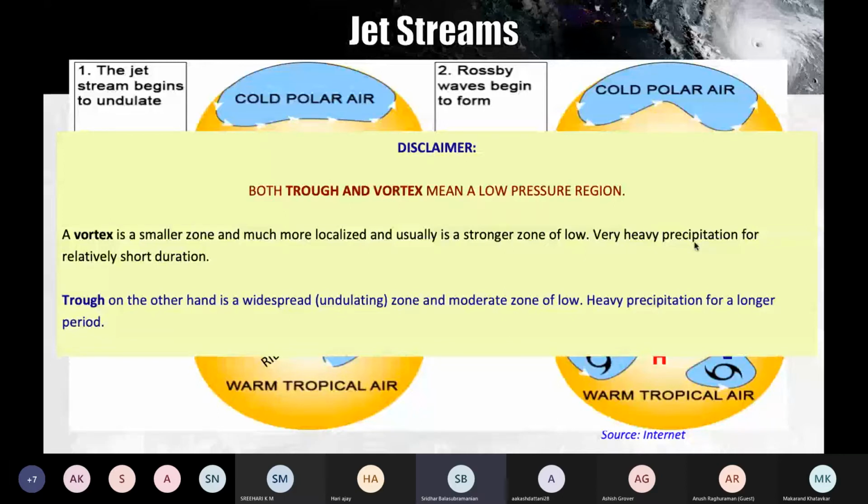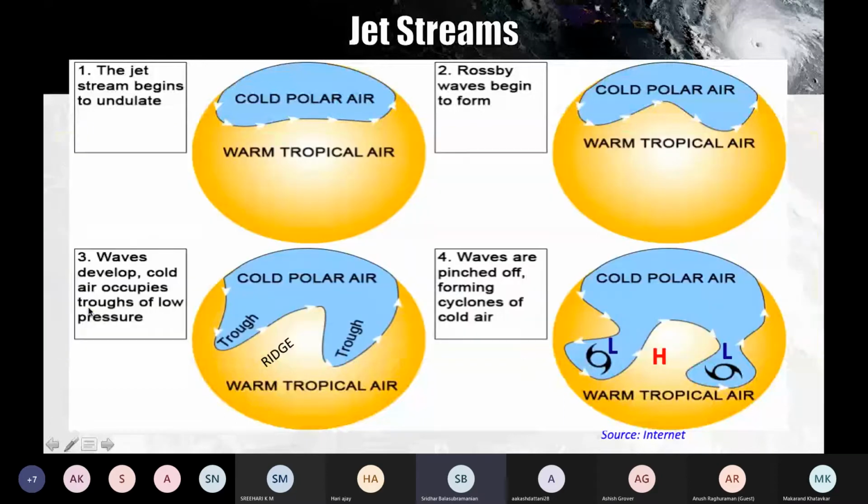For the upper reaches of, let us say, North India, heavy precipitation is snowfall, whereas as you come to the plains, like Delhi and Haryana, it becomes rain. The difference between a vortex and a trough is that a trough will give only moderate snowfall or moderate rains. Once it pinches off, it has the capability to give very heavy precipitation.